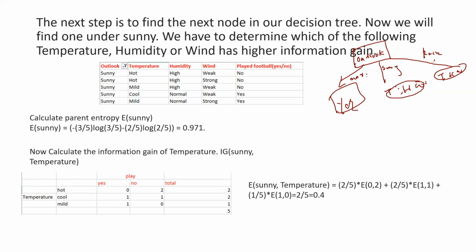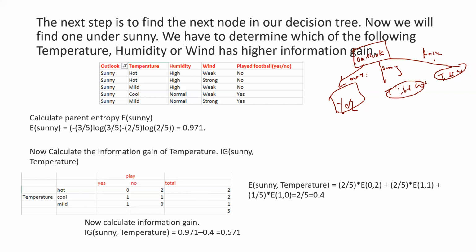So sunny of temperature is 2 by 5 E of 0, 2; 2 by 5 E of 1, 1; 1 by 5 E of 2, 1 by 0, 0. So we got 0.4. Now subtract 0.971 minus 0.4. Anyways, I'll be forwarding this entire PPT to you so that you can revise it. That's not a problem. So we got the information gain for sunny under temperature as 0.571.